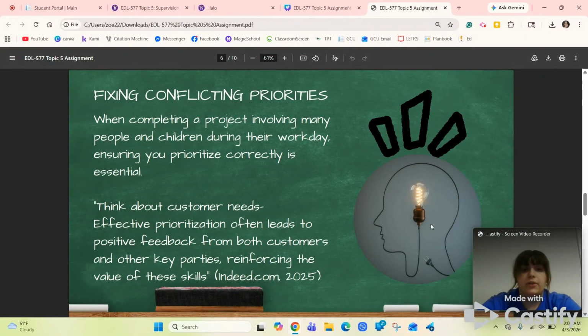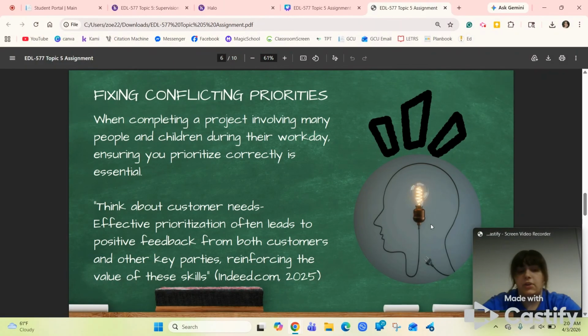To fix conflicting priorities throughout this project, we are going to think about the customer's needs. In this case, our customer is the school, the teachers, and their students. Effective prioritization often leads to positive feedback from both customers and other key parties, reinforcing the value of these skills. This came from Indeed.com, and I really enjoyed this quote because the customer is not just the school and the people inside of it, it is everyone around them too.